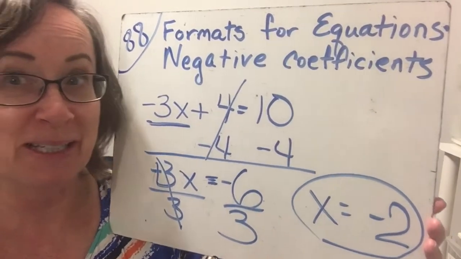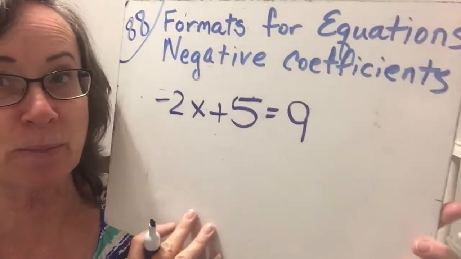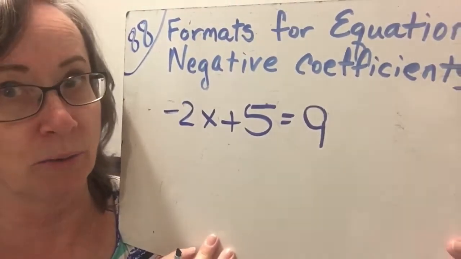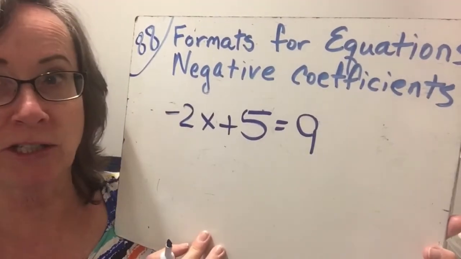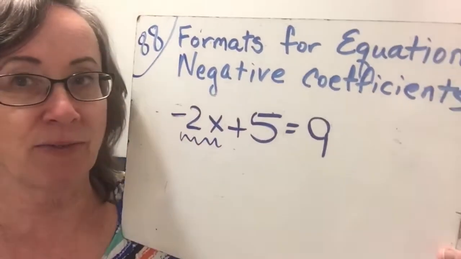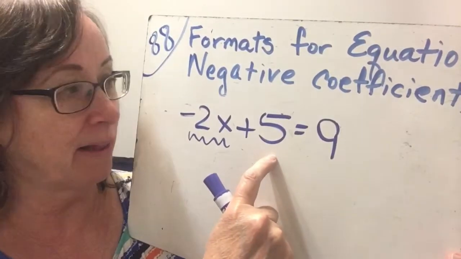So now we're going to do your practice problems. Okay, so here's your first practice problem. I want you to copy it down and pause your video. Hopefully you paused your video. Remember, the very first thing we're going to do is get this variable term by itself, which means we need to get rid of the 5.